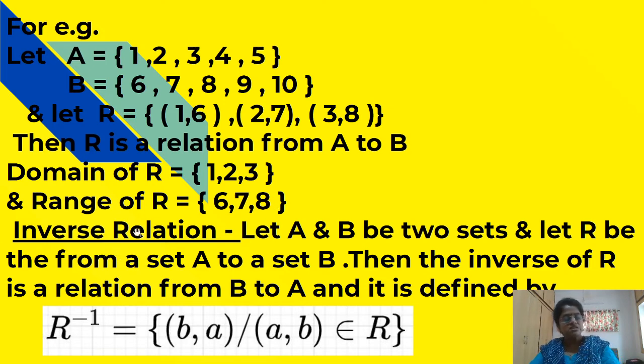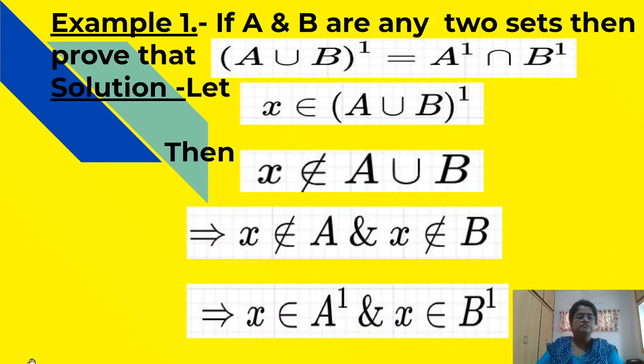Now we will see what is the definition of inverse relation. Let A and B be two sets and let R be a relation from the set A to a set B, then the inverse of R is a relation from B to A, and it is defined by R inverse is equal to {(b, a) such that (a, b) belongs to R}. Now we will see some examples.